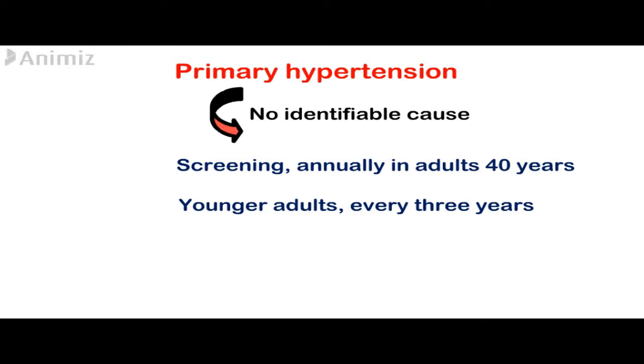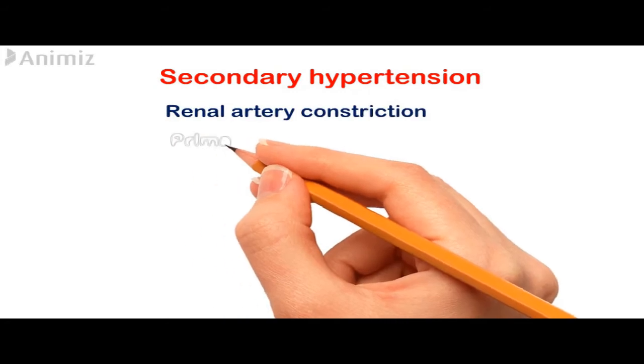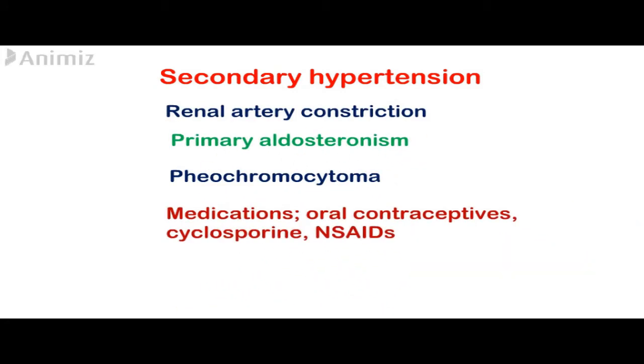every 3 years. The second type of hypertension is called secondary hypertension, and it is caused by certain conditions or certain medications. The conditions can be like primary aldosteronism, Cushing disease, pheochromocytoma, renal artery constriction, or medications like oral contraceptives, cyclosporine, tacrolimus, non-steroidal anti-inflammatory drugs, or erythropoietin.